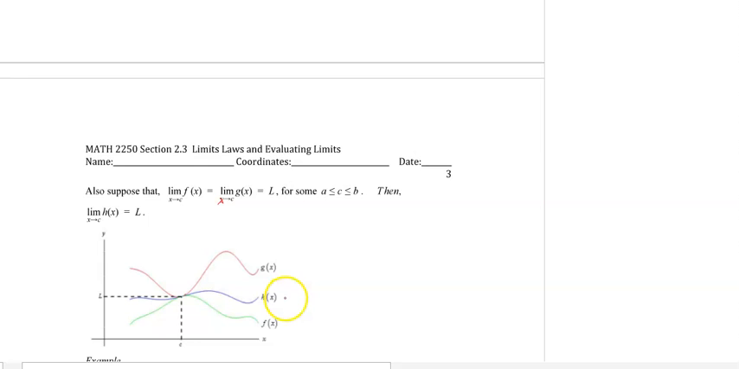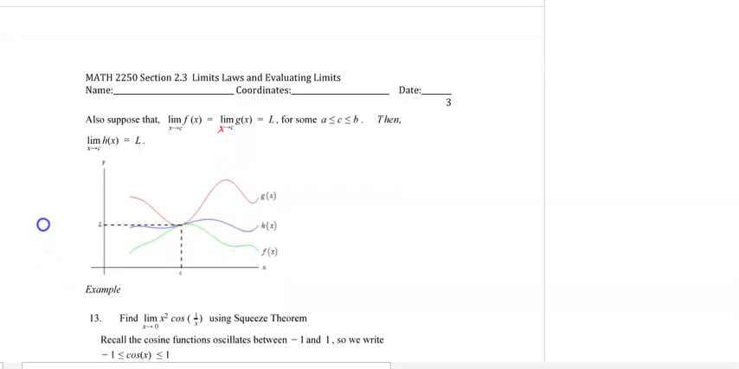So, without being able to calculate exactly the limit as x approaches c of the h of x function, because we know what g of x is approaching and f of x is approaching, and we know that h of x is between these, then the limit of the h of x function will also be the exact same value. So let's look at an example.